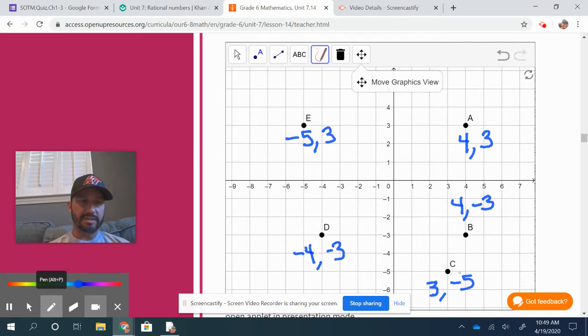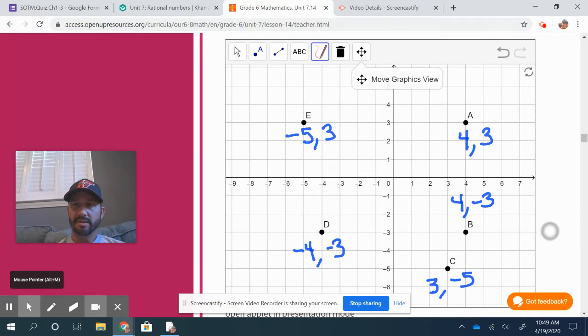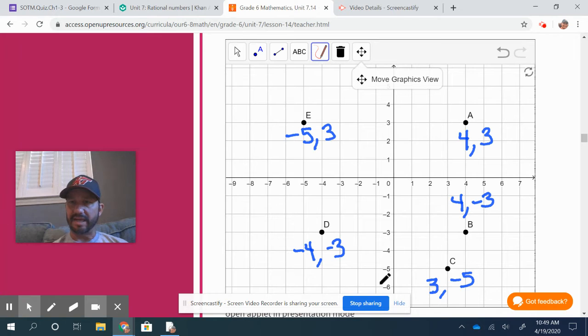The next part of the question is down here, and they ask, how are they the same? How are they different? So if I look at these, B and A both have the same x coordinate, which is 4. And B and D both have the same y coordinate, which was -3. You can look at, let's see, E and D have y coordinates that are opposites of each other, just like A and B have y coordinates that are opposite of each other.